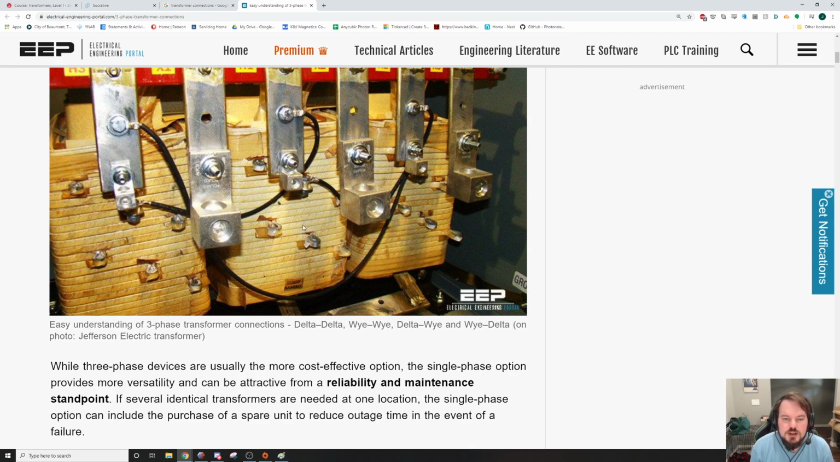So you can move your connection to different spots to get slightly different voltages.